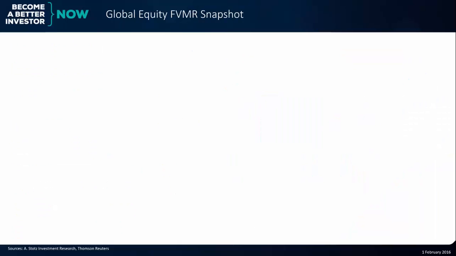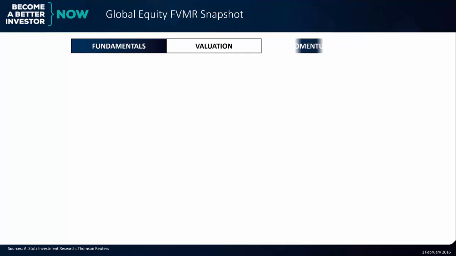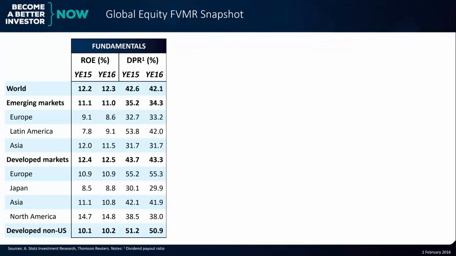So now let's put it into context of this snapshot. Here we have the way we're going to look at this snapshot. First, we're going to have 4 columns. The first is fundamentals, then valuation, then momentum, then risk. So now let's look at the first section, which is fundamentals. What you're going to see here is 2 major fundamentals that we look at, which is ROE and dividend payout ratio. What we can see at this is, for instance, the world ROE right now is at 12.3%.